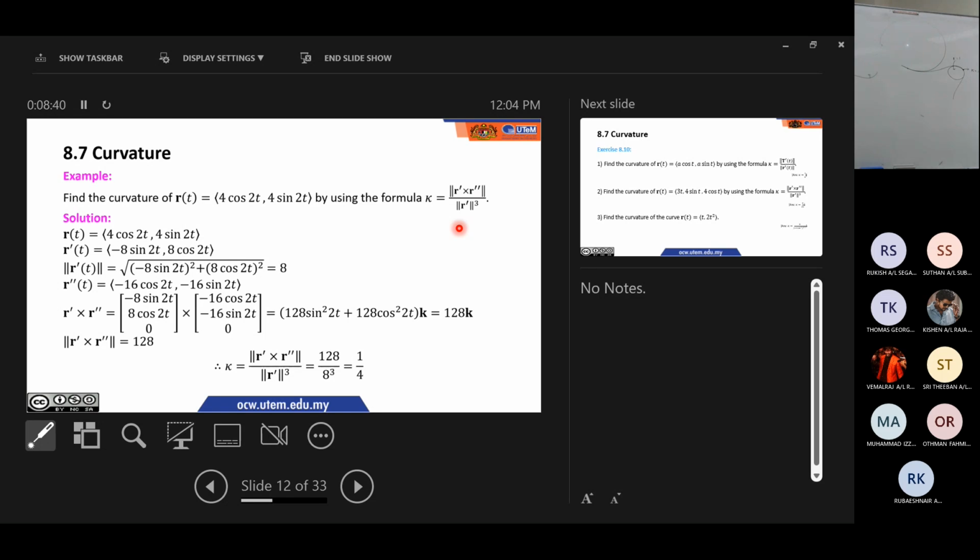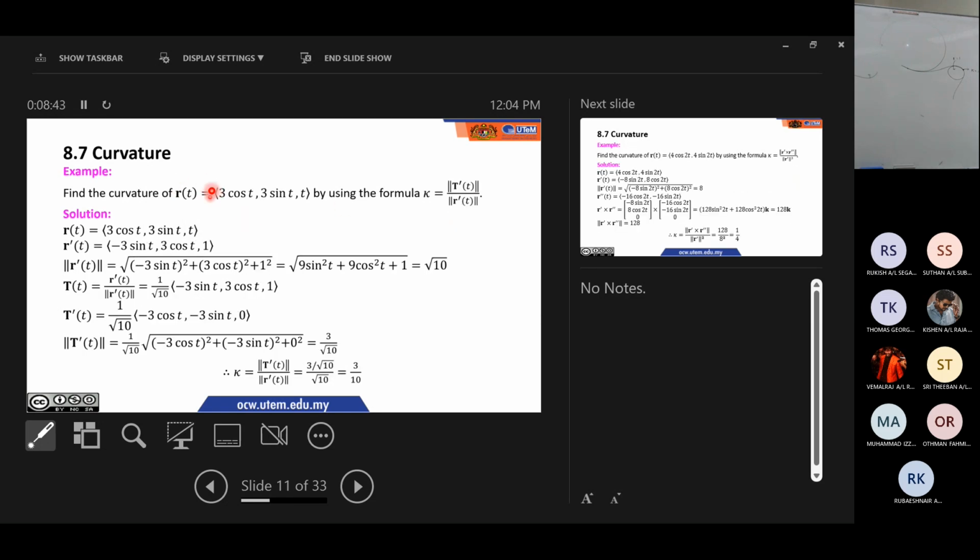Okay, so which one is easier? Remember when your r(t) has the cos and sine functions, it's very simple for you to get the magnitude of r prime, right? So if the magnitude of r prime is simple, your T will be simple, T prime simple, and the magnitude of T prime also simple. There's no issue. So for this kind of question, you have no issue if you use this formula.